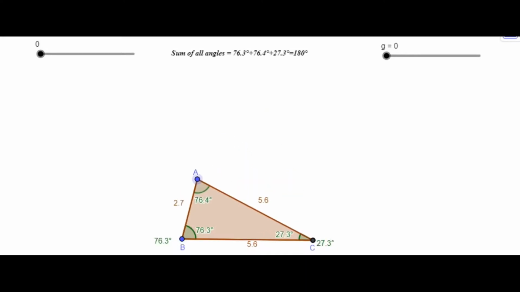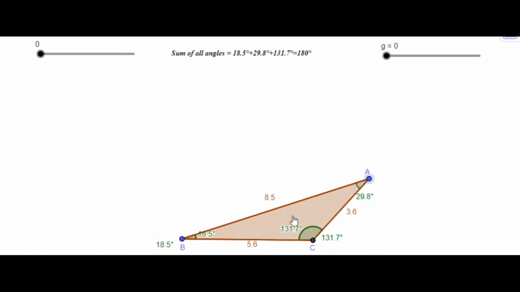And if we take angle C to be the smallest like this, then you see that the side opposite to that is the smallest, and the side opposite to the largest angle is now the largest. What happens if angle C becomes the largest? Then the side opposite to that becomes the largest, and the side opposite to the smallest angle, in this case angle B, is the smallest, which is 3.6 units.